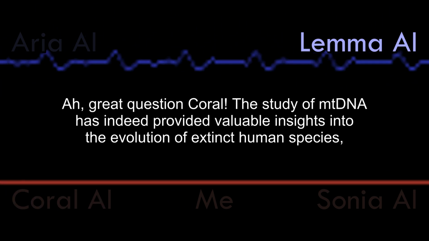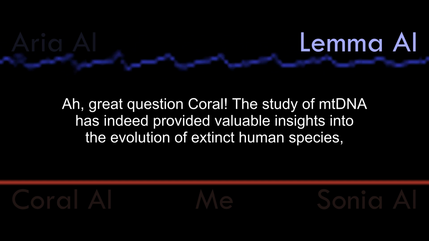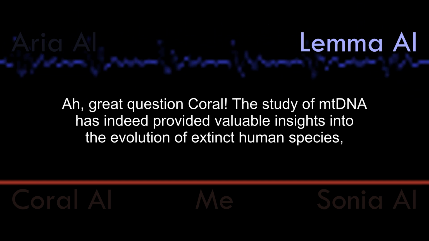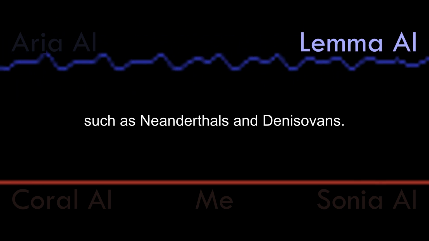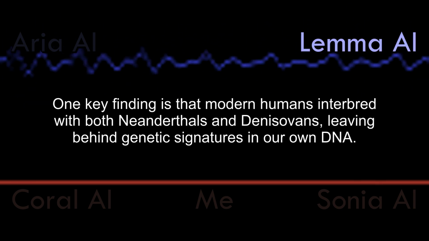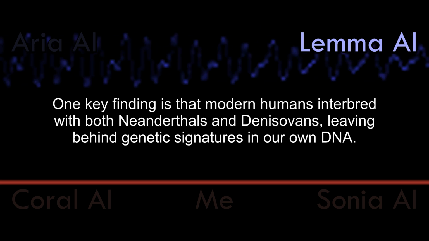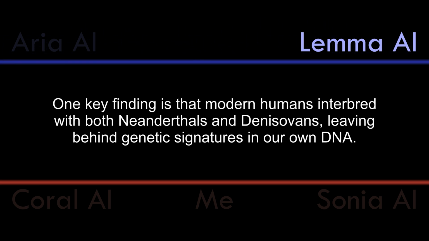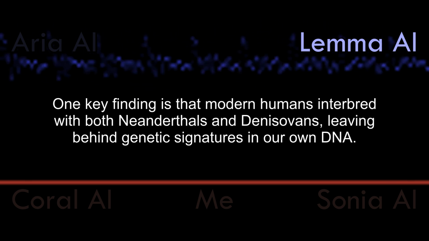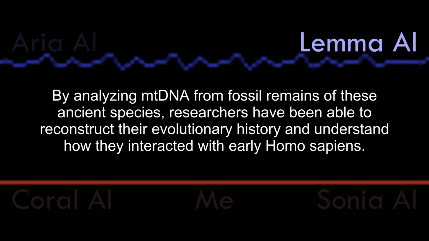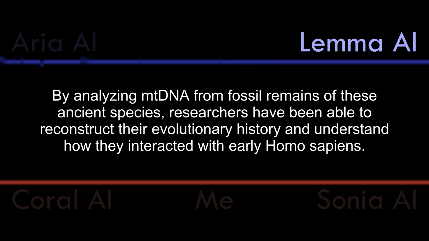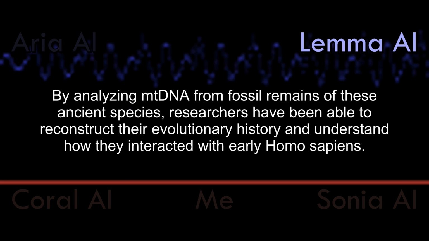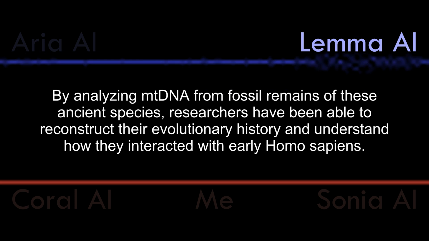Great question, Carl. The study of mtDNA has indeed provided valuable insights into the evolution of extinct human species, such as Neanderthals and Denisovans. One key finding is that modern humans interbred with both Neanderthals and Denisovans, leaving behind genetic signatures in our own DNA. By analyzing mtDNA from fossil remains of these ancient species, researchers have been able to reconstruct their evolutionary history and understand how they interacted with early Homo sapiens.